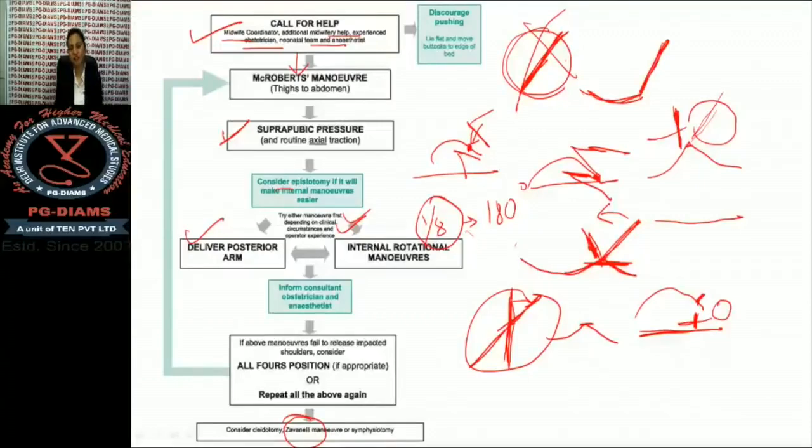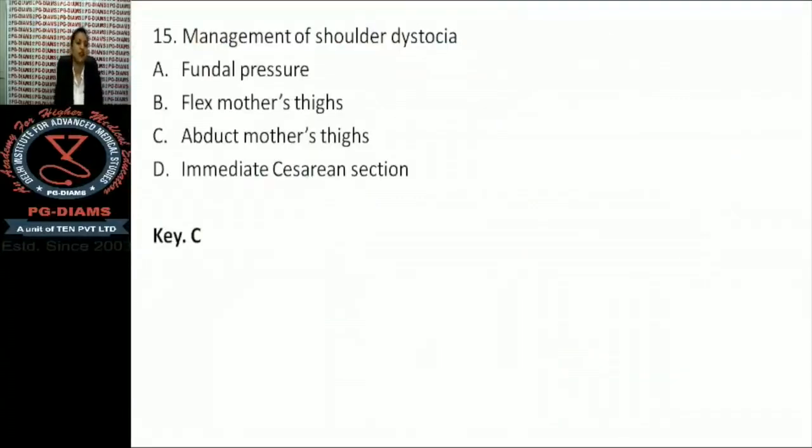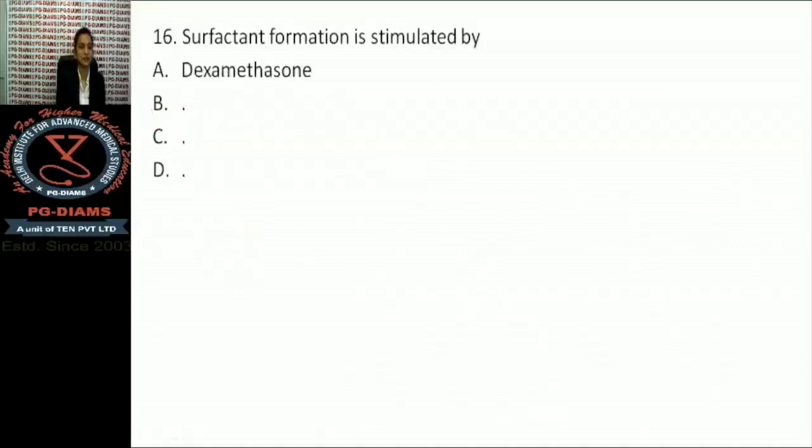Right, so this is the algorithm for managing shoulder dystocia. Your answer here is flex mother's thighs. McRoberts maneuver is flexing the mother's thighs. The answer I had written here is incorrect. It is B, flex mother's thighs.